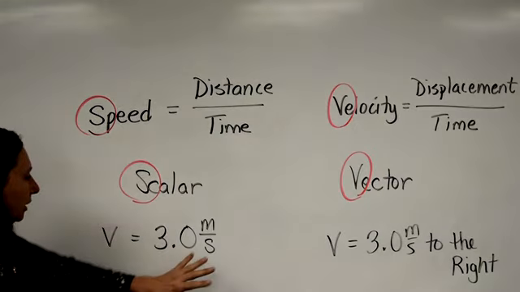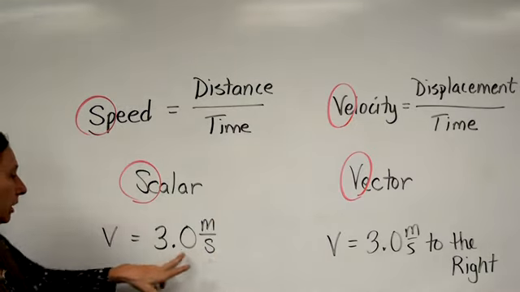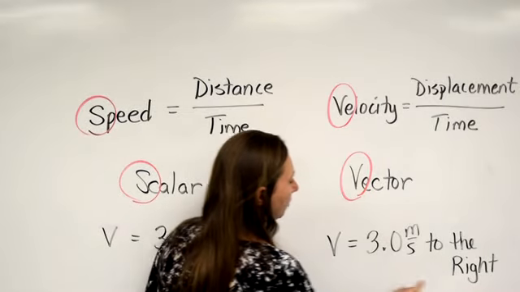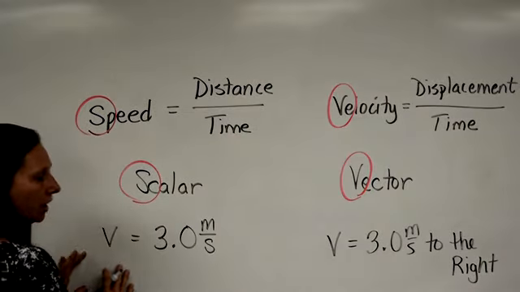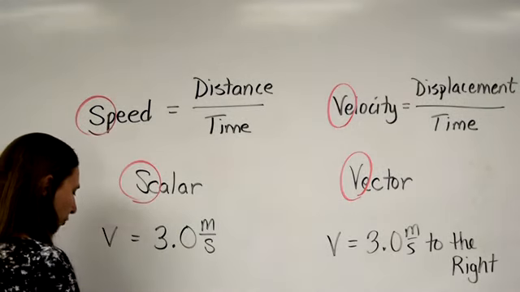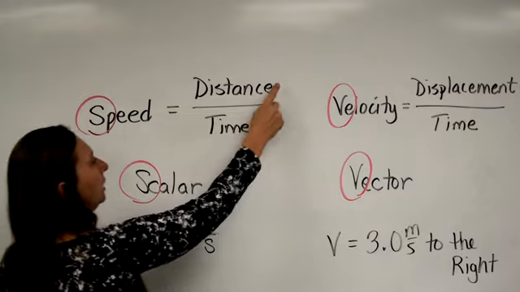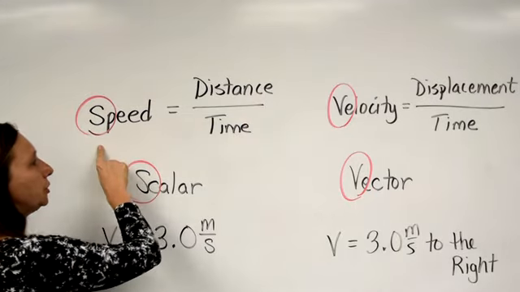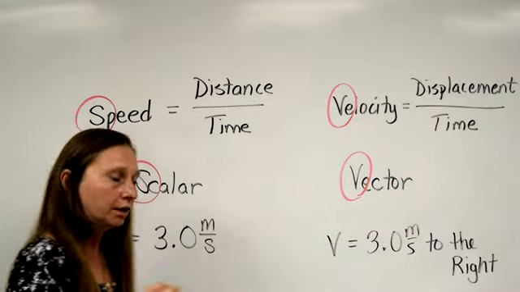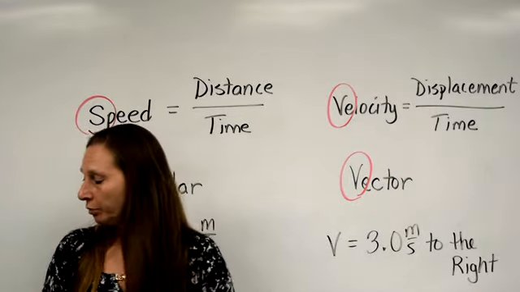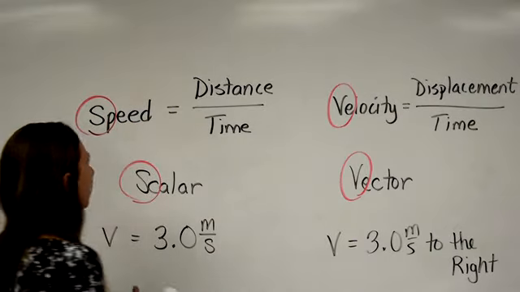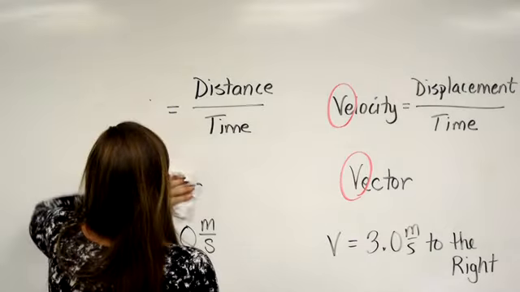This is a scalar. It only has a magnitude, a number with a unit. The vector has both a magnitude and a direction. So speed is the scalar, velocity is the vector. Now, we're going to do some problems. We're going to have to calculate the distance first to calculate the speed. Then we calculate the displacement to calculate the velocity. We're going to do some problems where we calculate both the speed and the velocity for the particular problem. All right, and here we go.